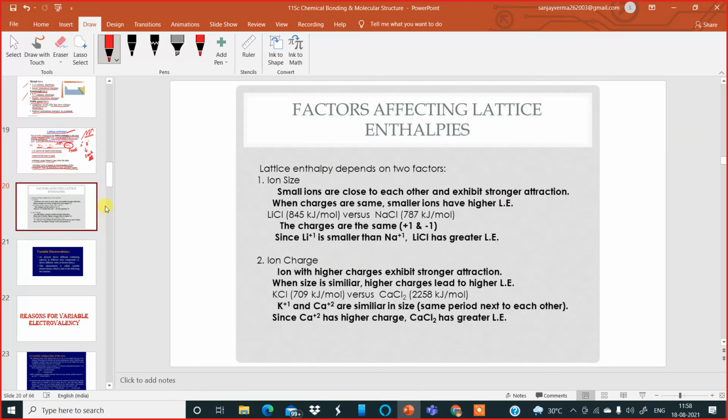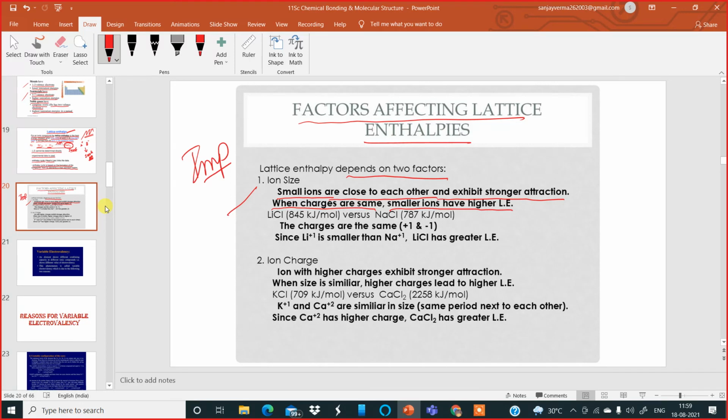Now come to the factors affecting lattice enthalpies. Basically, lattice enthalpy depends on two factors. The first one is ion size. Remember this, this is an important chart. Small ions are close to each other and exhibit stronger attraction. When charges are the same, smaller ions have higher lattice energy. So for an ionic compound to form favorably, we must provide small ions, I'm talking about smaller cations.